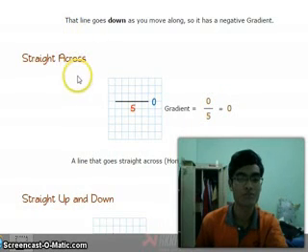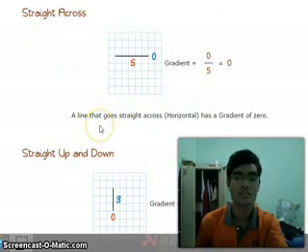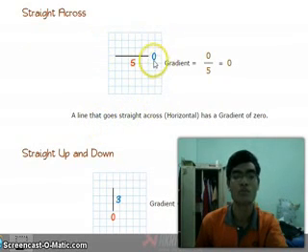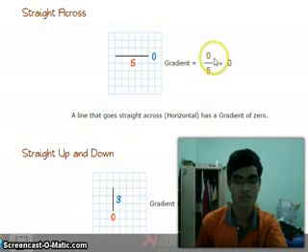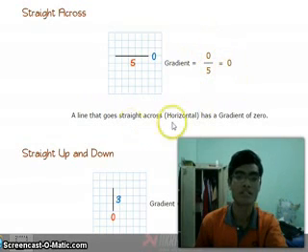Now I'm going to explain how a straight across line occurs. It occurs when the value on the y-axis is 0. So when we substitute the y value, which is 0, divided by 5, we get a gradient of 0.